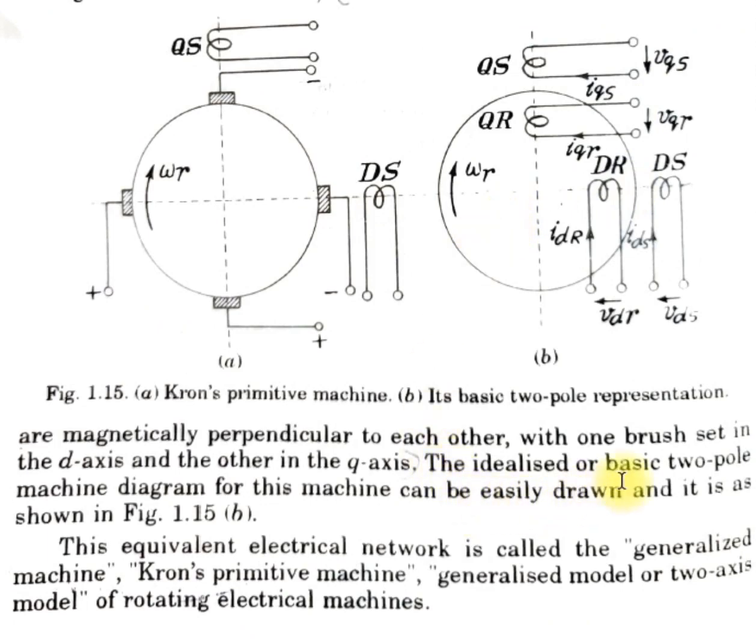Now we'll move ahead to the text, which says the idealized or the basic two-pole machine diagram of this machine can be easily drawn, and it is as shown in figure 1.15b. This is what we have already seen. This equivalent circuit network is called the generalized machine, or Kron's primitive machine, or the generalized model or two-axis model of the rotating electrical machines.